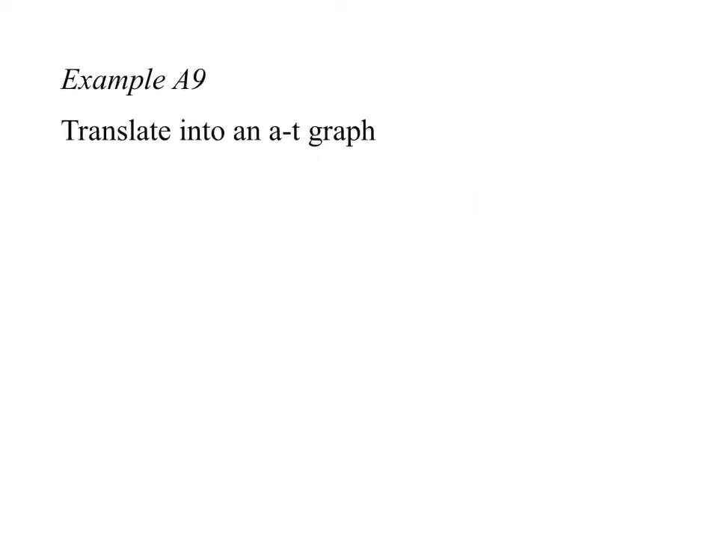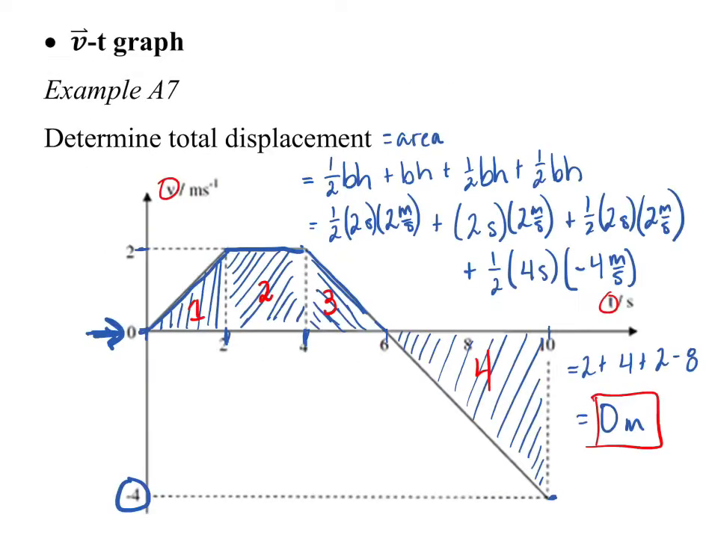One last thing is I want to translate this velocity time graph onto an acceleration time graph. So how do I do that? Remember, the slope of a velocity time graph is our acceleration.